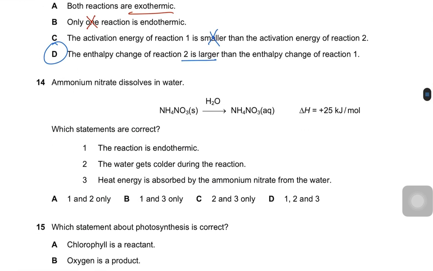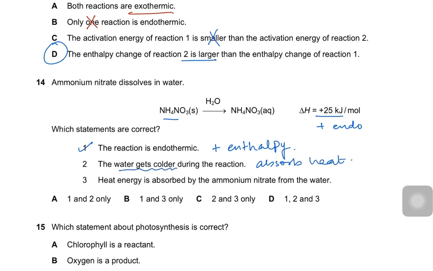Ammonium nitrate dissolves in water. Ammonium nitrate is this one. It dissolves in water. The enthalpy change is positive, which means it's an endothermic reaction. It absorbs heat. Which statements are correct? The reaction is endothermic. Yes, that is true because of the positive enthalpy. The water gets colder during the reaction. Yeah, that is again true because endothermic reactions absorb heat, and when they absorb heat, the environment or the solution or the system becomes colder.